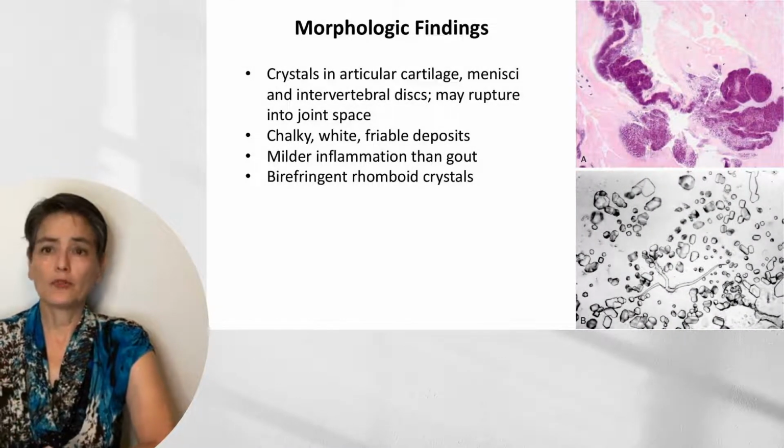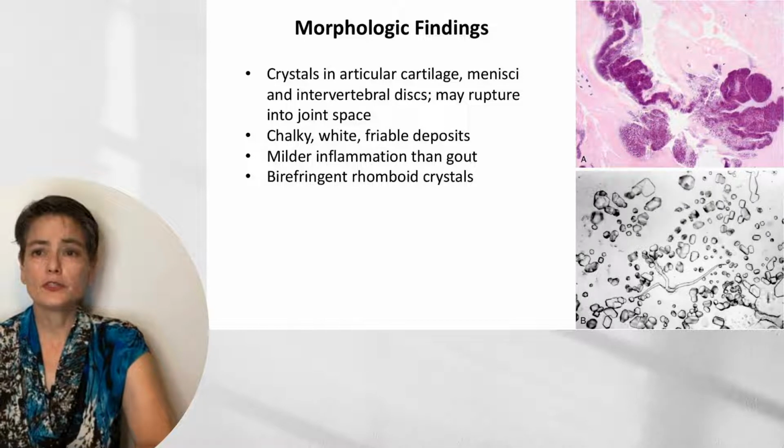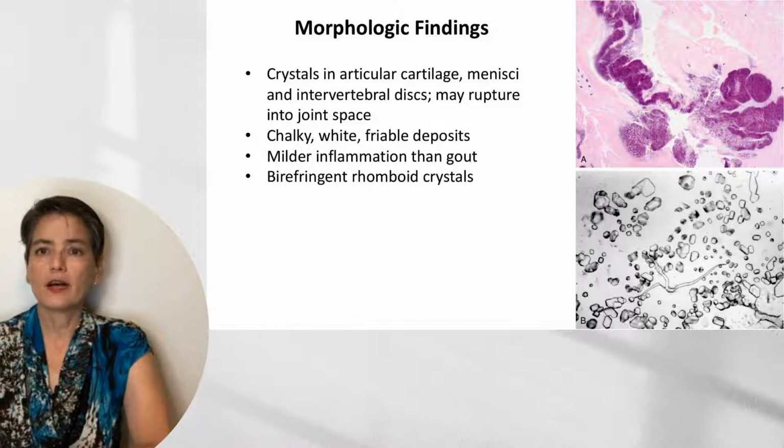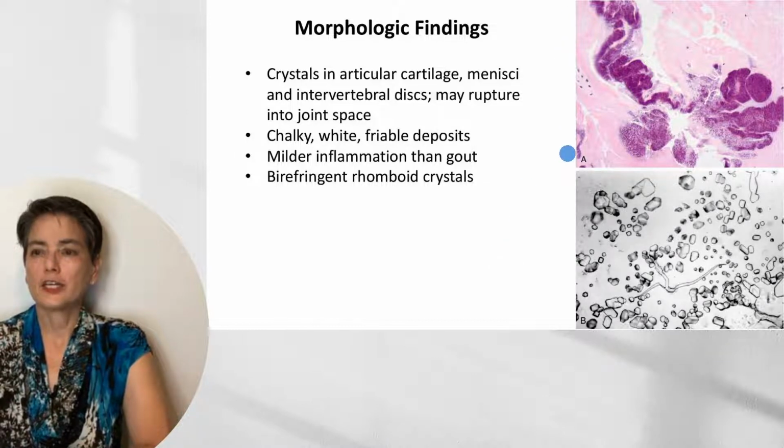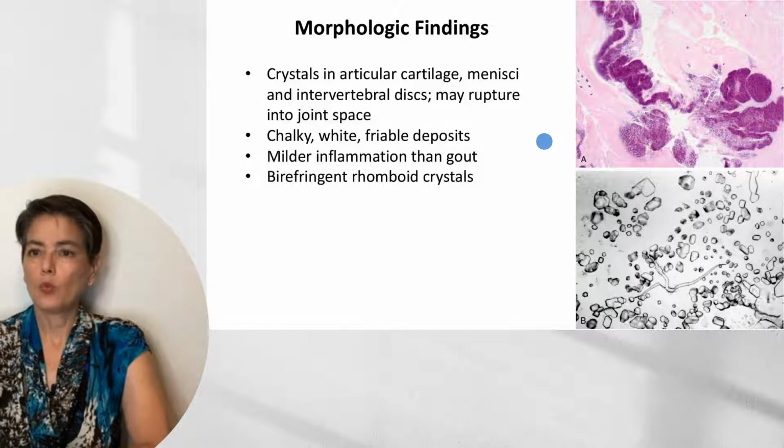So what do we see morphologically? We're going to get crystals in our articular cartilage, menisci, and intervertebral discs, and these can rupture into the joint space. Here you can see a histologic section with this amorphous purplish material. This is how calcium stains in histologic sections stained with H&E. They're chalky white and friable deposits, and we have a milder inflammatory response than gout, perhaps because the crystals are rhomboid. They're not needle-shaped, so they don't cause as much injury to our phagolysosomes.